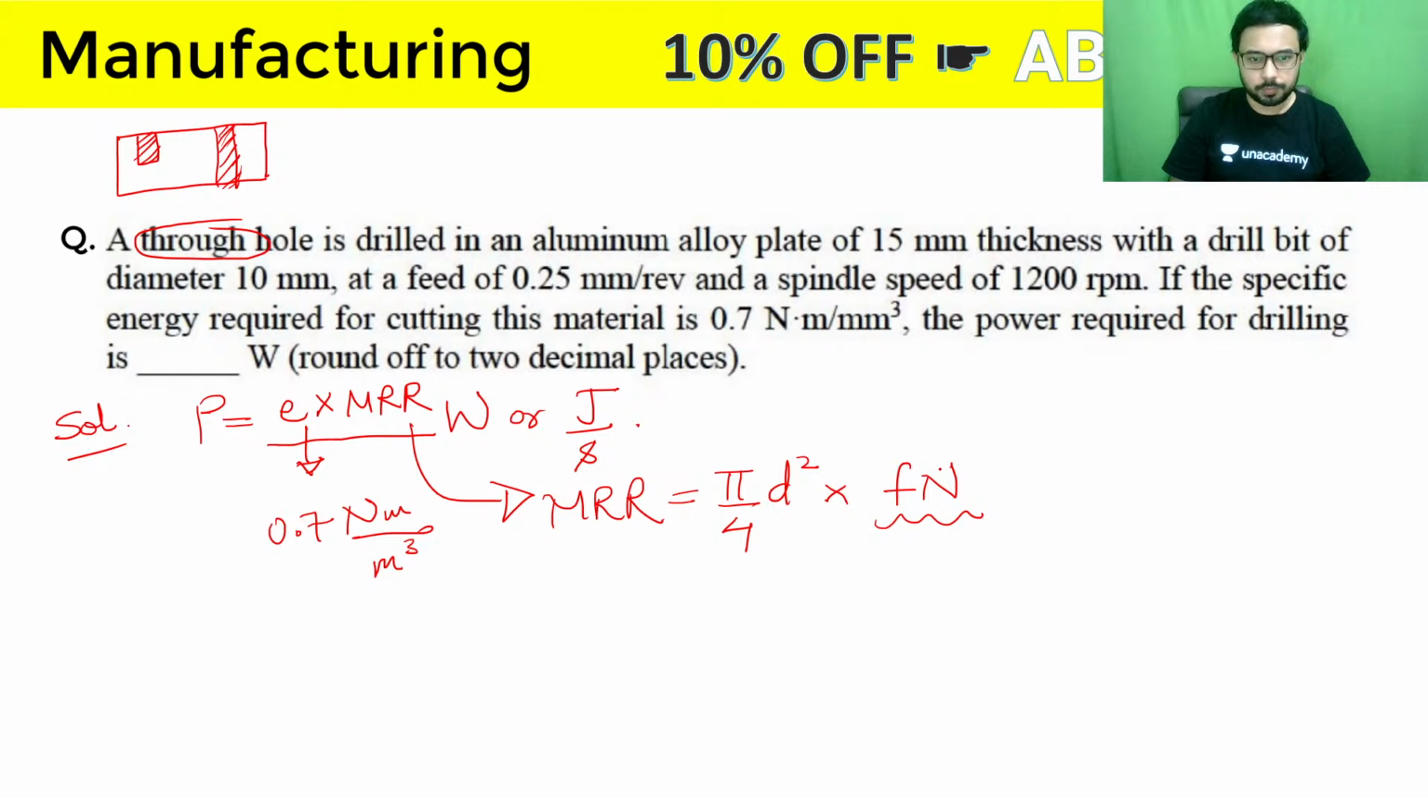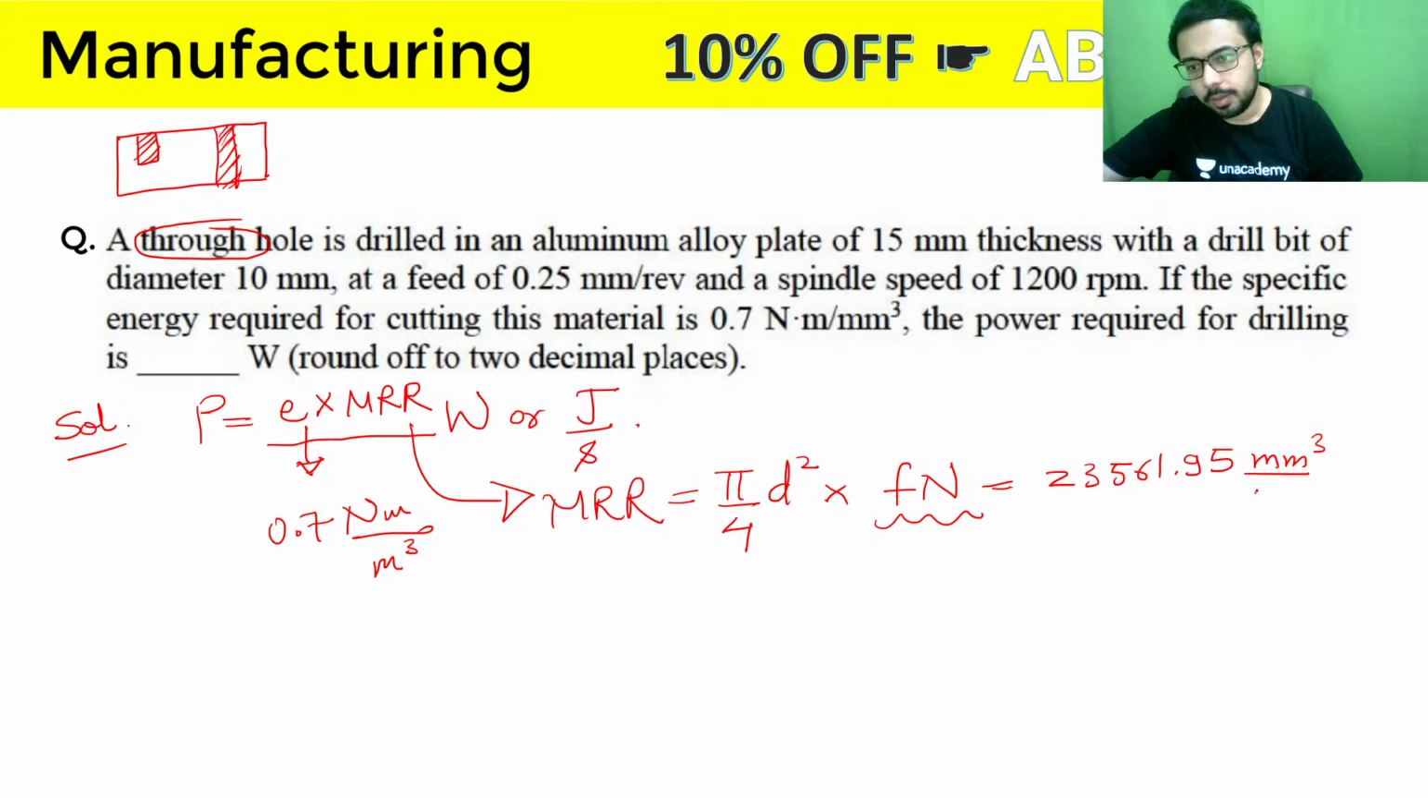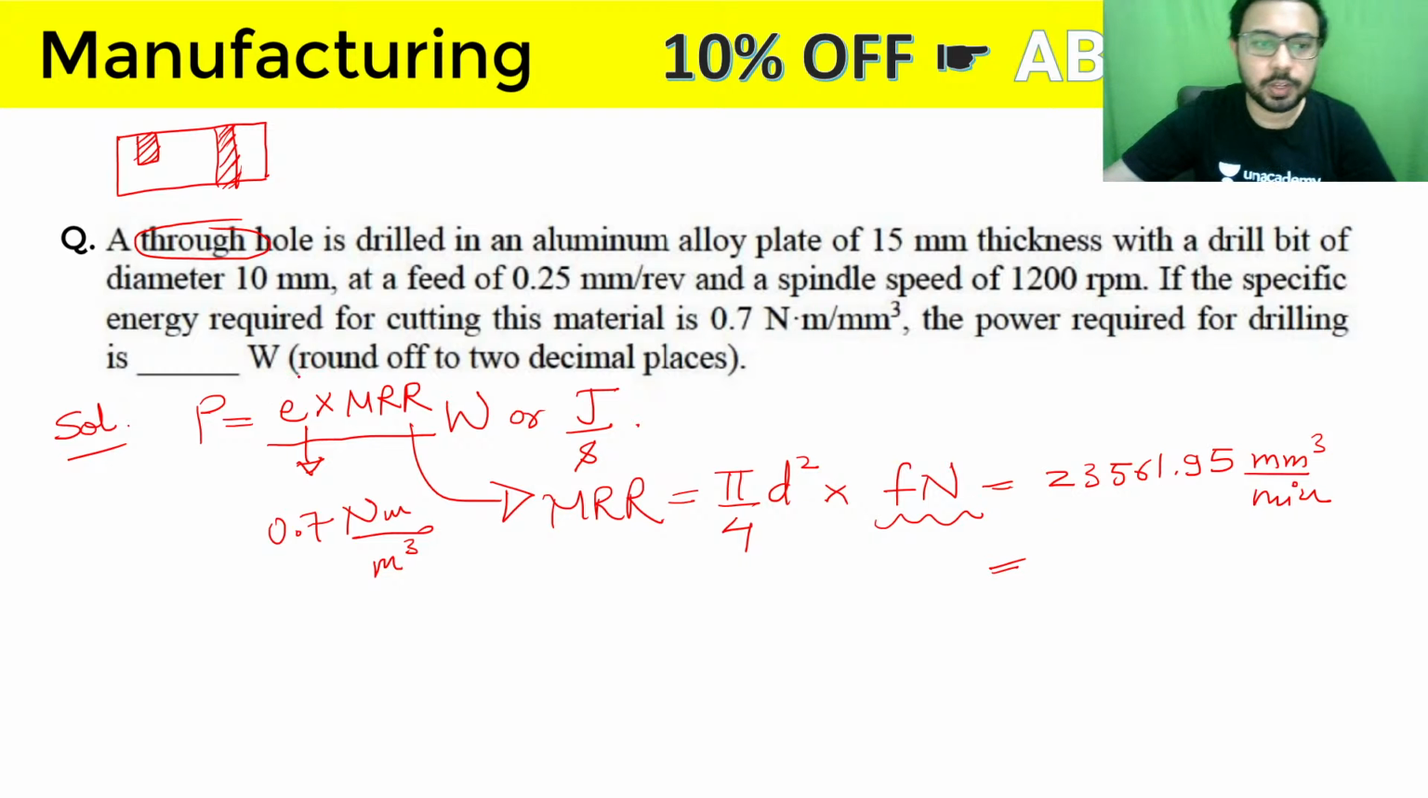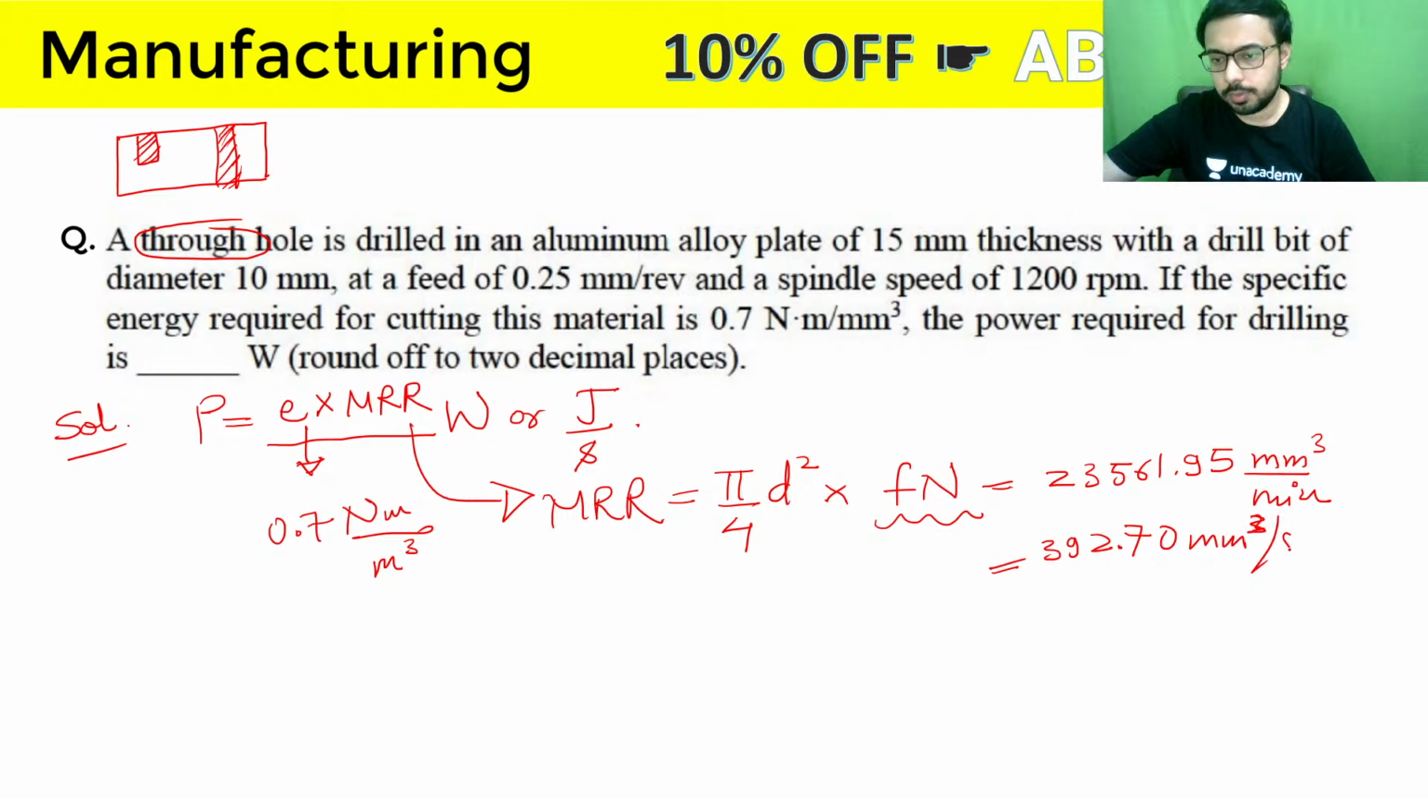So let us calculate MRR here. So it will be pi by 4 into d square into Fn. So F is 0.25 and N is 1200. So it is coming out as 23561.95. So this is the value that is coming out, but it is coming out in mm³ per minute, and we don't require in this unit because we have to get our answer in watts. So it will be divided by 60, so it will come out as 392.70 mm³ per second.